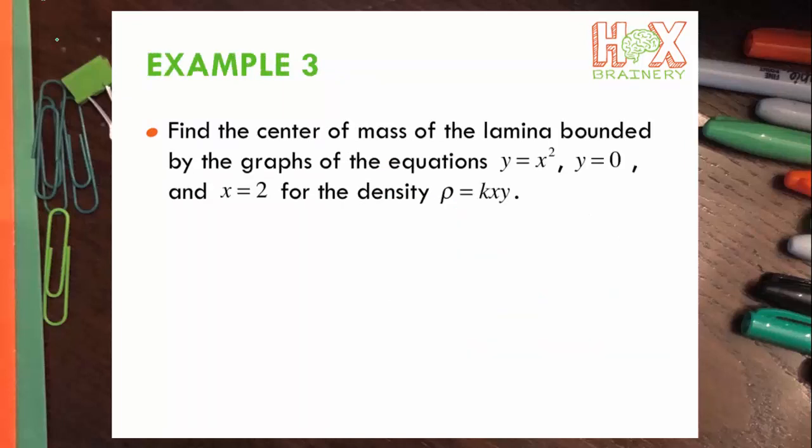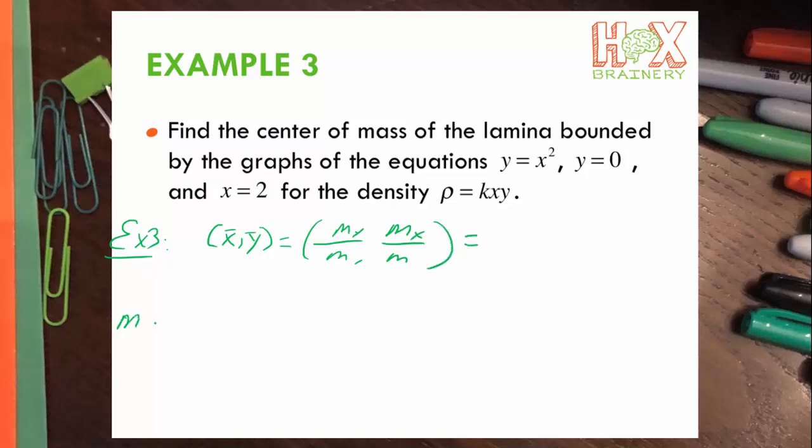All right, so example 3, our last example, still working with that same lamina, but now we just want to find the center of mass. We already have all the parts for this problem to complete it. So here's where I'm going to write the solution. X bar, y bar, the averages, are equal to this here. From the very first example, we got the mass was 16/3, and we found the moments. The moment about the x-axis was 32/3 k.